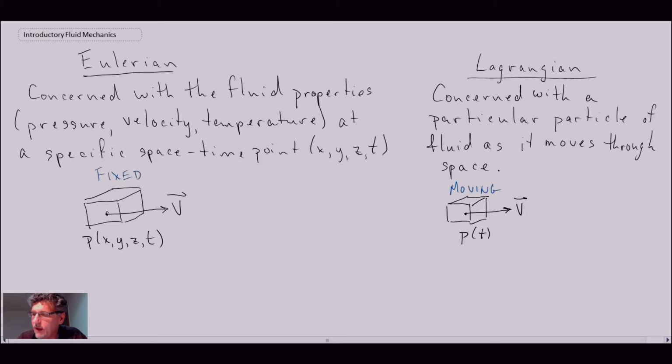So in fluid mechanics, we will typically tend to focus on the Eulerian more than the Lagrangian, just because it's a little simpler. So in this course, we will mainly look at Eulerian analysis.